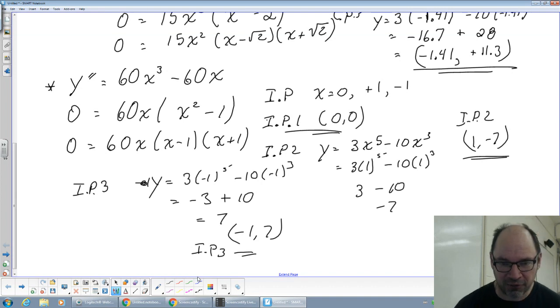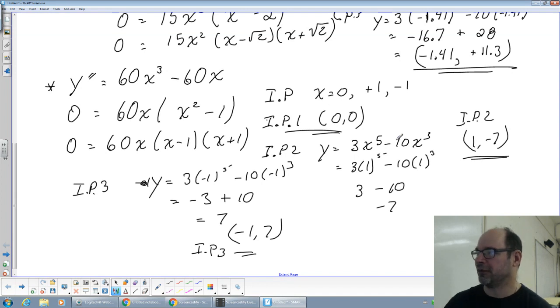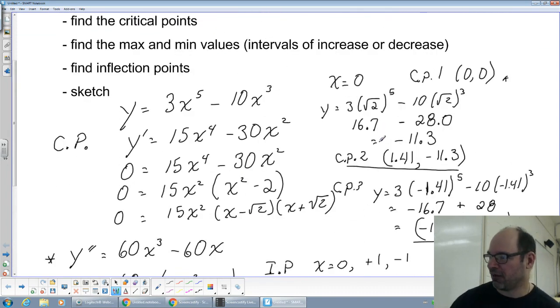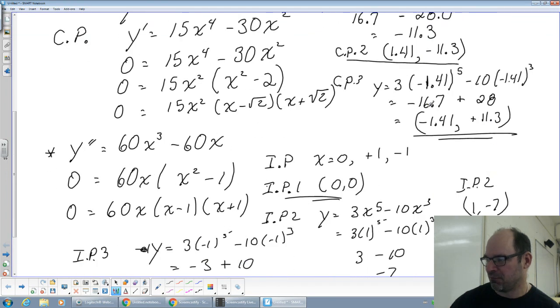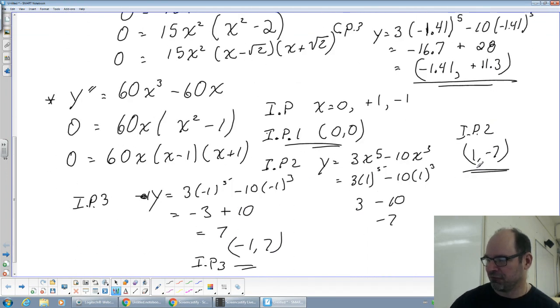We've got our 3 critical points, 3 inflection points, and our max and our min value. So we've got all these points in our head. We've got 0, 0. We've got 1.41, negative 11.3. We've got negative 1.41 and 11.3. There's our max and min values. And then we've got these 2 inflection points.